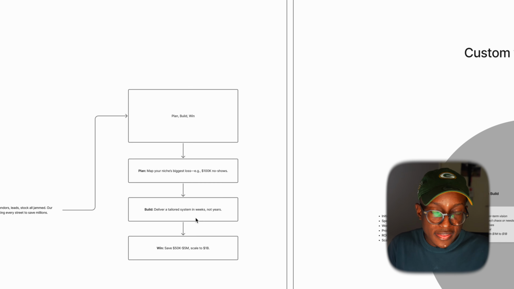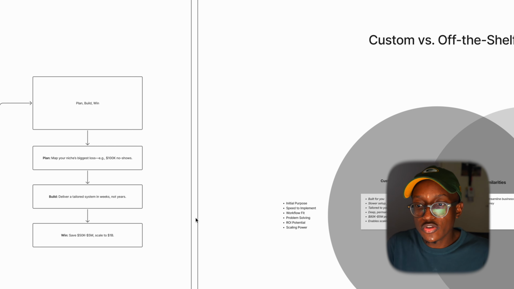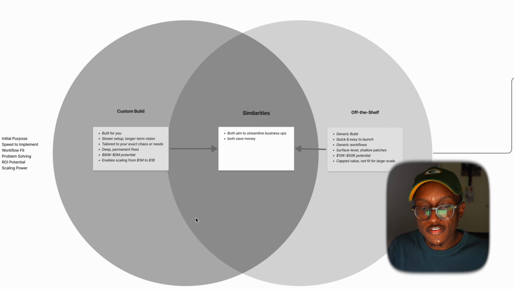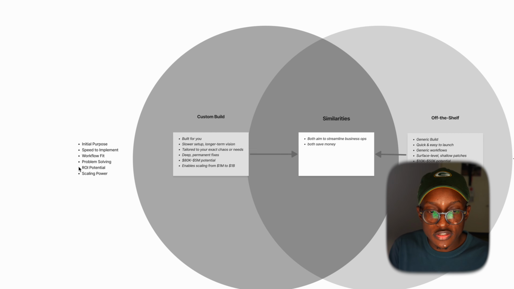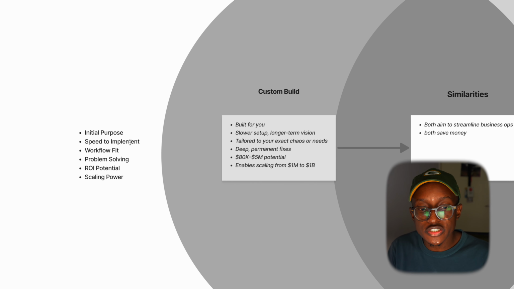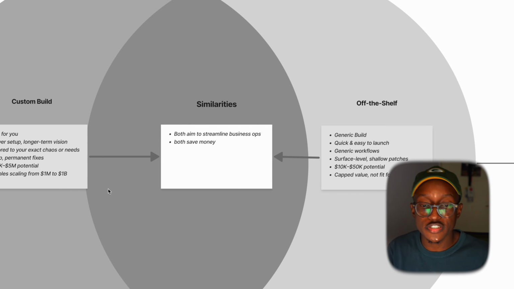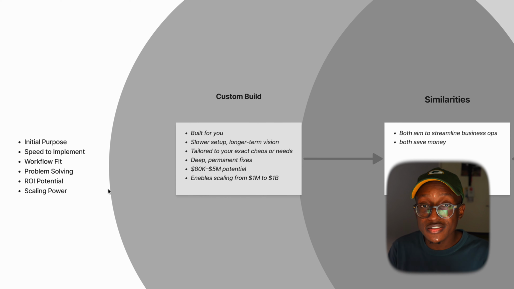But this is just an example, but yours would obviously be different for this, and then you would just need to tailor it. And now you may be asking yourself, okay, so why can't I just use a generic, off the shelf tool? So now this is where the difference comes in. You have two routes that you could take, and we'll be focusing on a few main points, which is the initial purpose, speed to implementation, workflow fit, problem solving, ROI potential, and scaling power between custom build and off the shelf. So we can start off with custom build, where we see that it is built for you, so everything is tailored to your specific needs as a business owner.